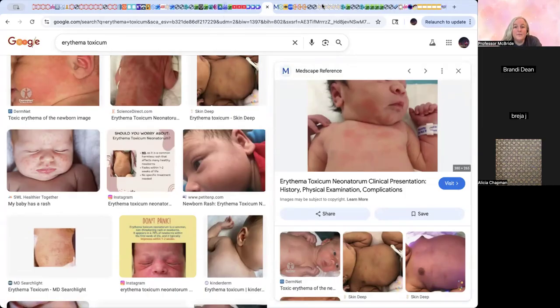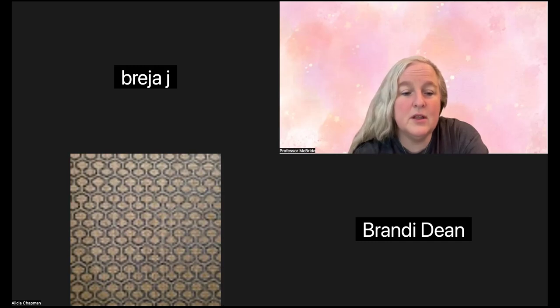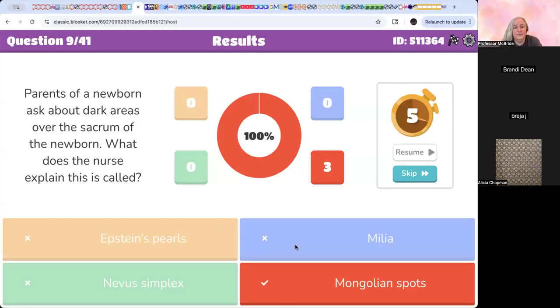Is there any other skin things we should look at? But those are the big ones, I think. All right, so back to our game.